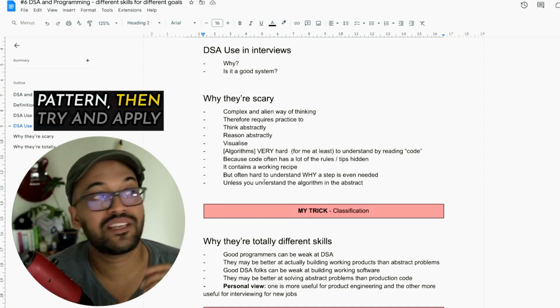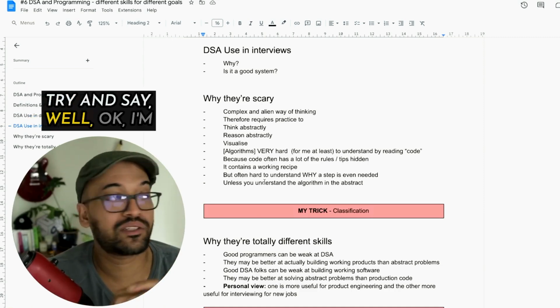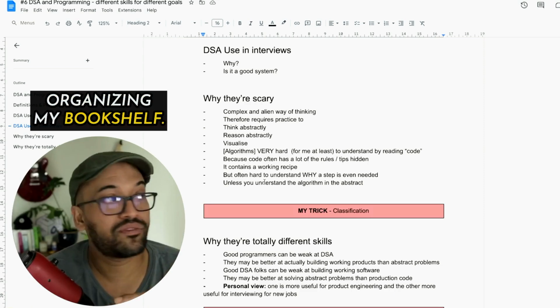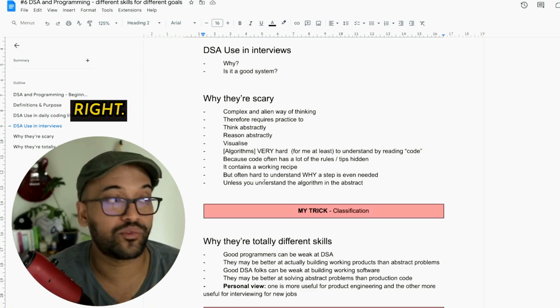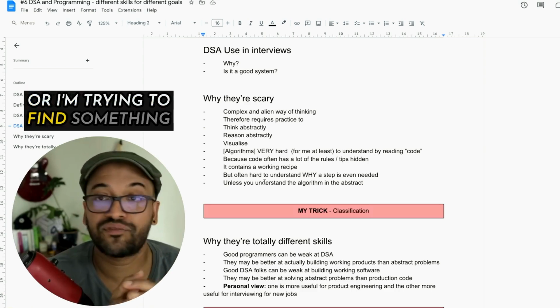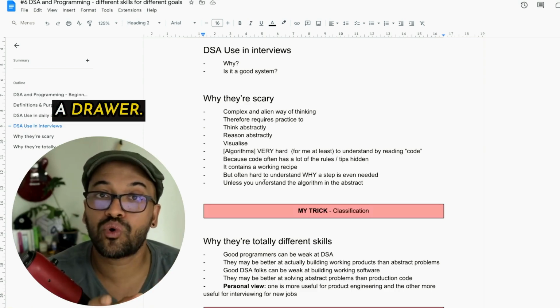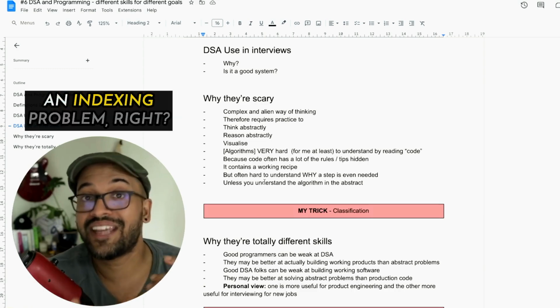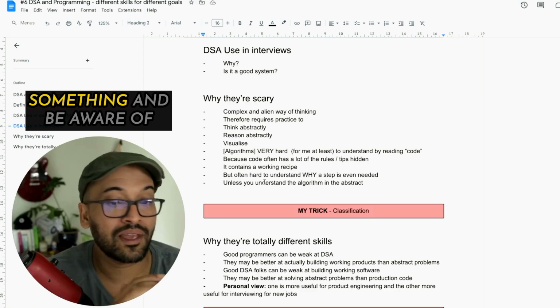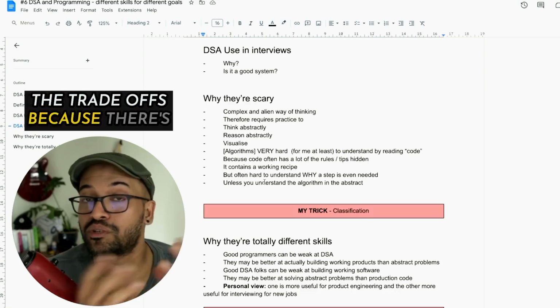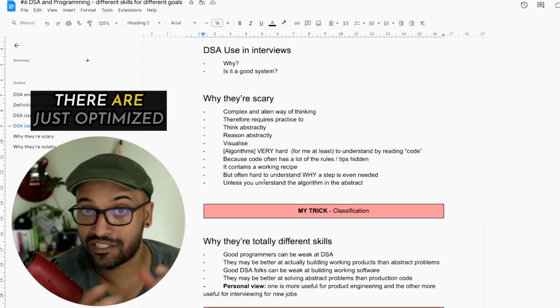Once you notice the pattern, then try and apply it to daily life, right? Try and say, well, okay, I'm organizing my bookshelf. That could be a list or an array problem, right? Or I'm trying to find something completely random in a drawer. Well, maybe that's an indexing problem, right? Or you need to use a hash map to store an index of something. And be aware of the trade-offs, because there's no perfect solution. There are just optimized solutions, right?